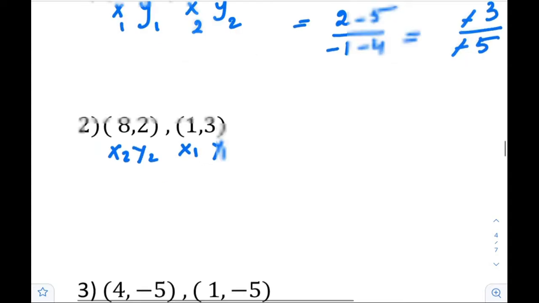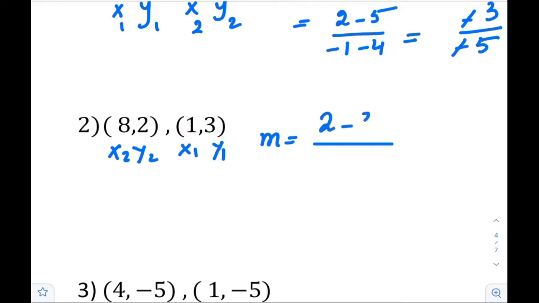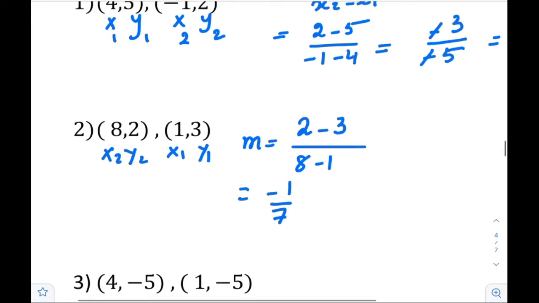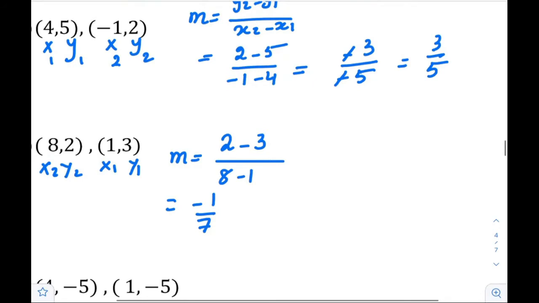You can use this as first or the second point. So we can say that y2 minus y1 means 2 minus 3 over x2 minus x1, which is 8 minus 1. And this will be negative 1 over 7. You notice here that the slope here is positive.